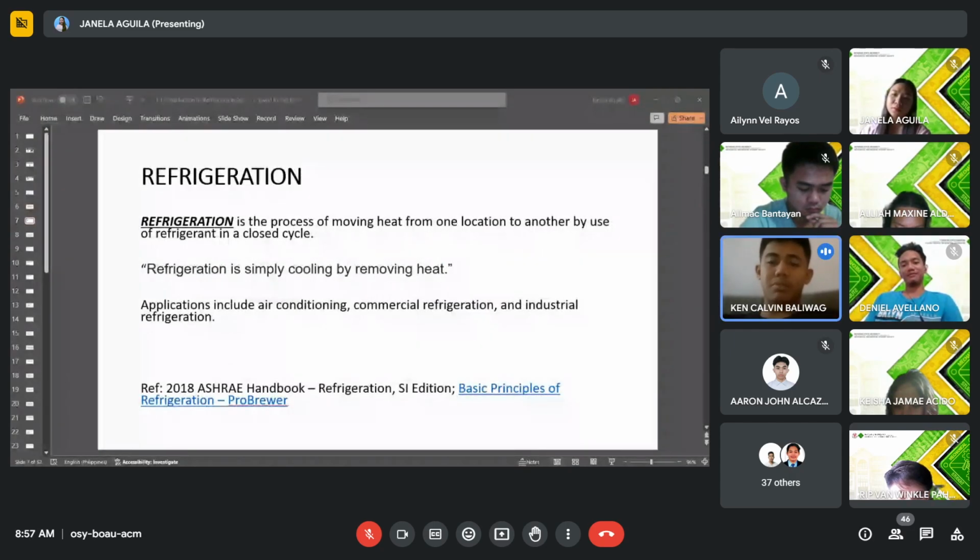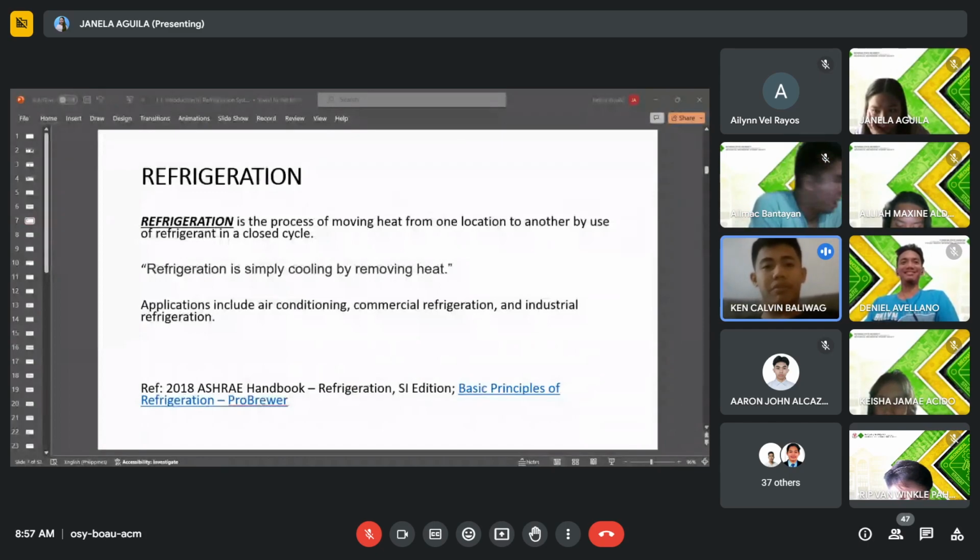Refrigeration is the process of moving heat from one location to another by the use of refrigerant in a closed cycle. Sinasabi po rito na refrigeration involves ang pagpapasa ng init o heat na galing sa mas mababang temperature environment papuntang high temperature environment gamit po ang refrigerant.